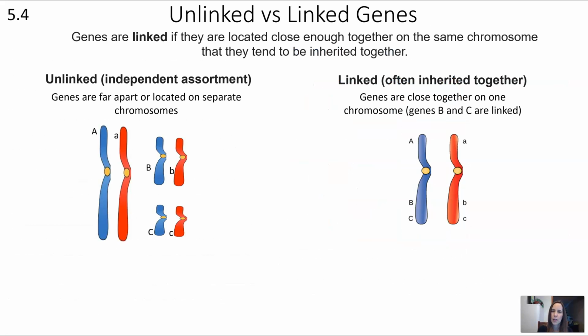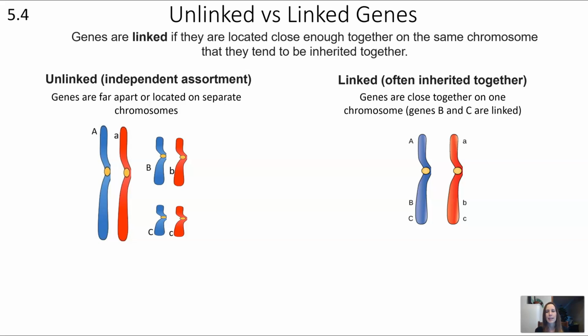So let's just summarize this and make sure that you understand the concept of linked genes. Genes are linked if they are located close enough together on the same chromosome that they tend to be inherited together. So unlinked genes are shown on the left. This is independent assortment. The genes are far apart or located on separate chromosomes. All of the gametes that can be produced will be equally likely.